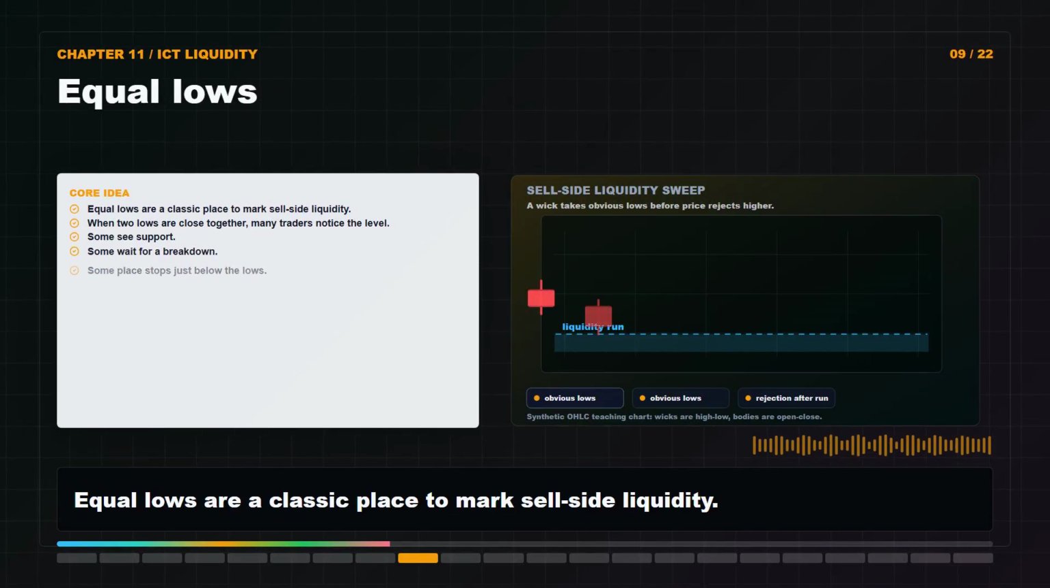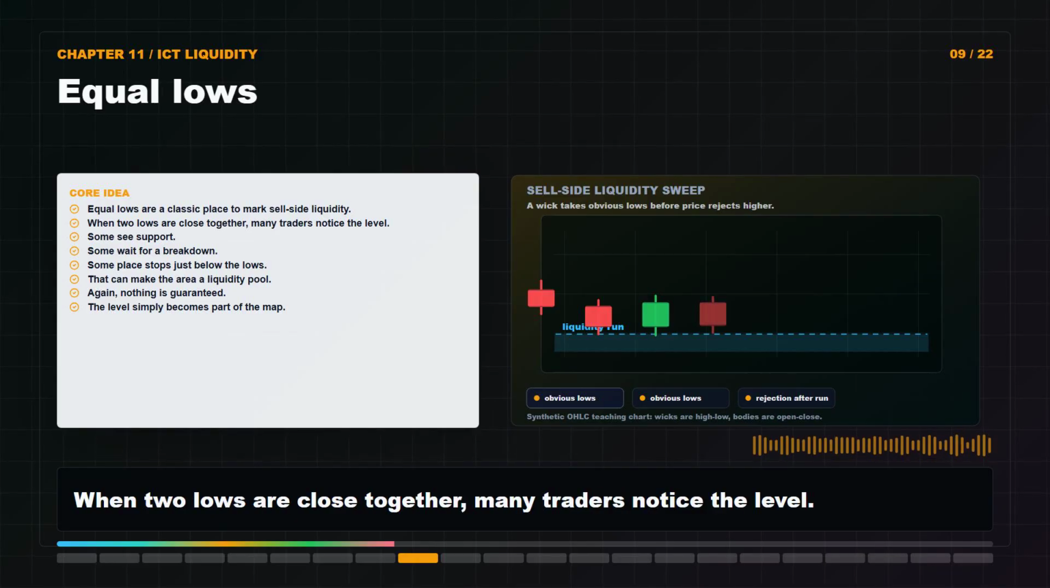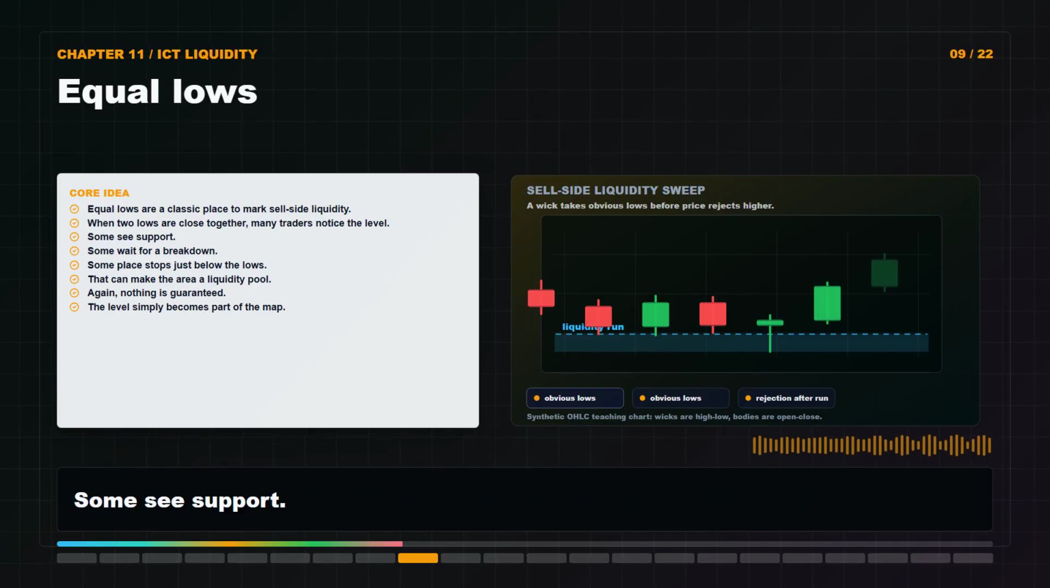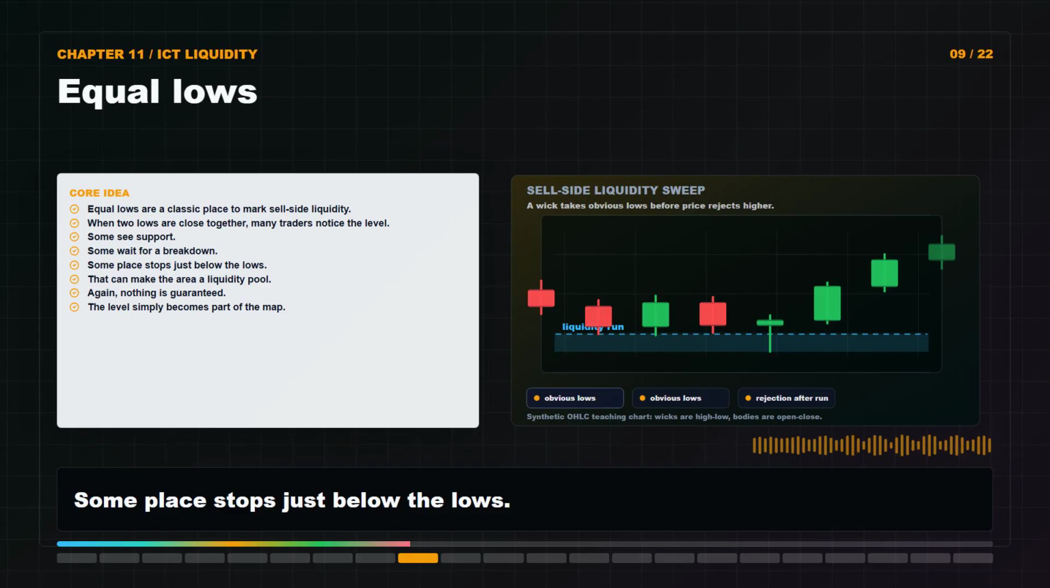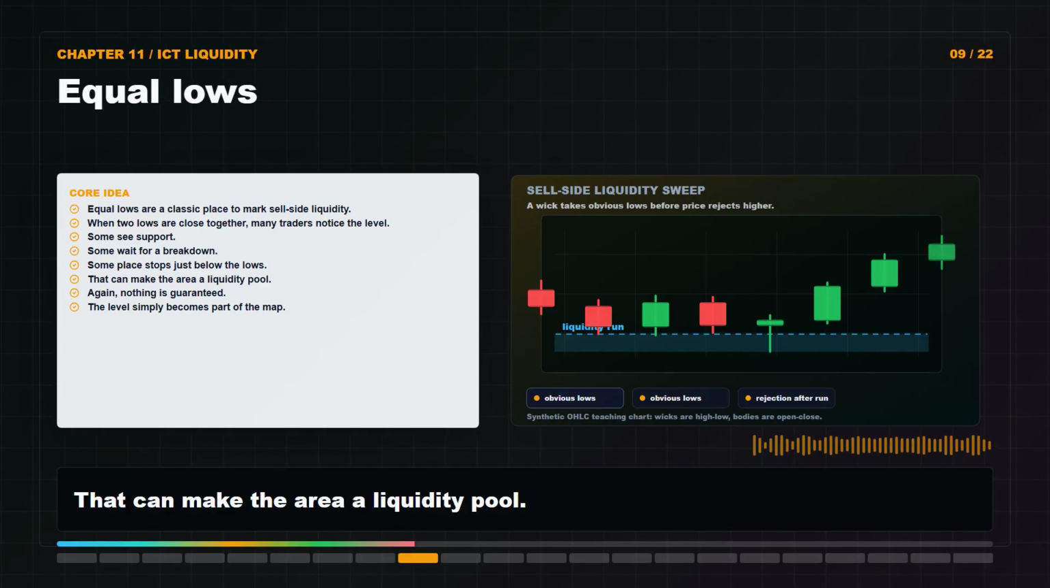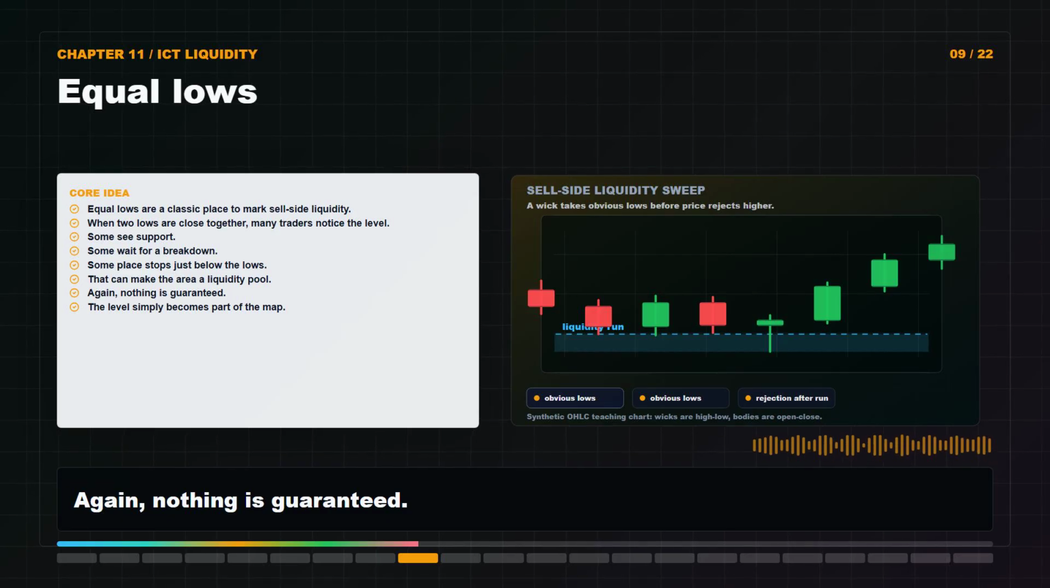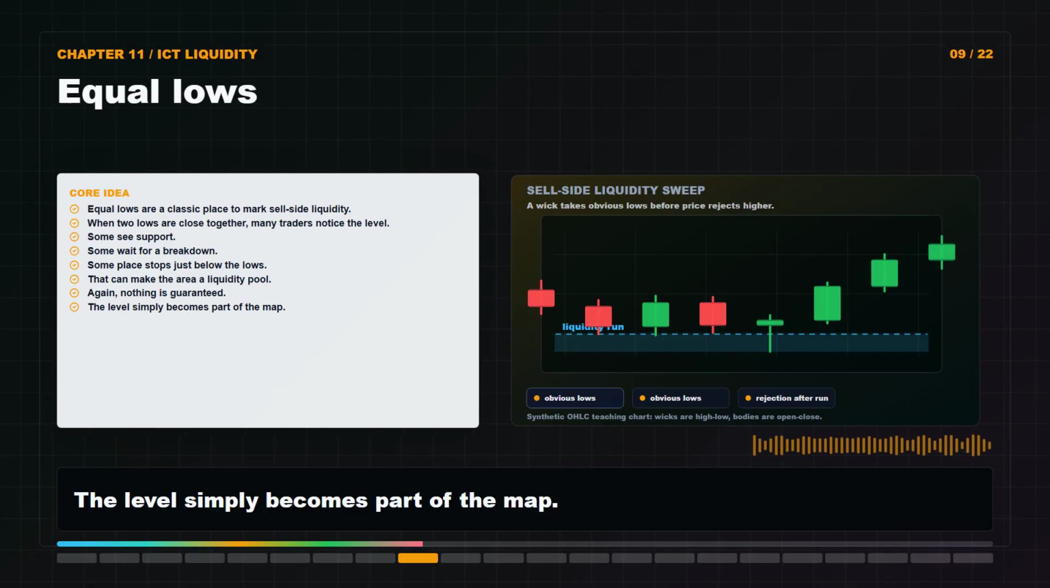Equal lows are a classic place to mark sell-side liquidity. When two lows are close together, many traders notice the level. Some see support. Some wait for a breakdown. Some place stops just below the lows. That can make the area a liquidity pool. Again, nothing is guaranteed. The level simply becomes part of the map.